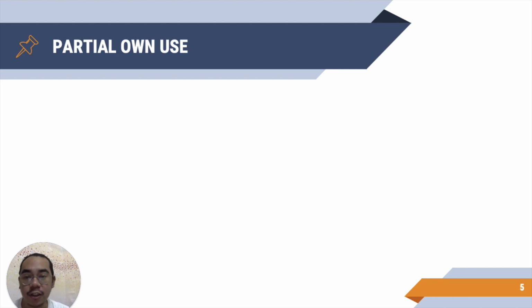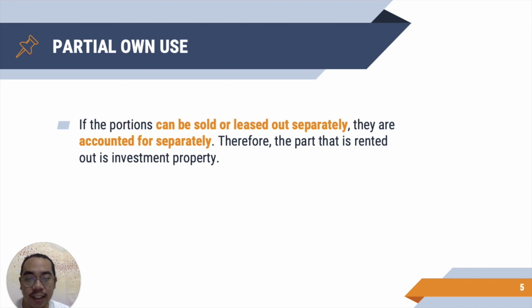The first one is the partial own use. Ibig sabihin, you have a building, for example, or you have a land, for example, tapos iba-iba yung purpose ng gamit nila. So, if the portions can be sold or leased out separately, they are accounted for separately. So, ibig sabihin, yung mga pinaparent out mo is investment property, and then whatever you use for production or for admin purposes is to be recognized as PPE kapag can be separated.